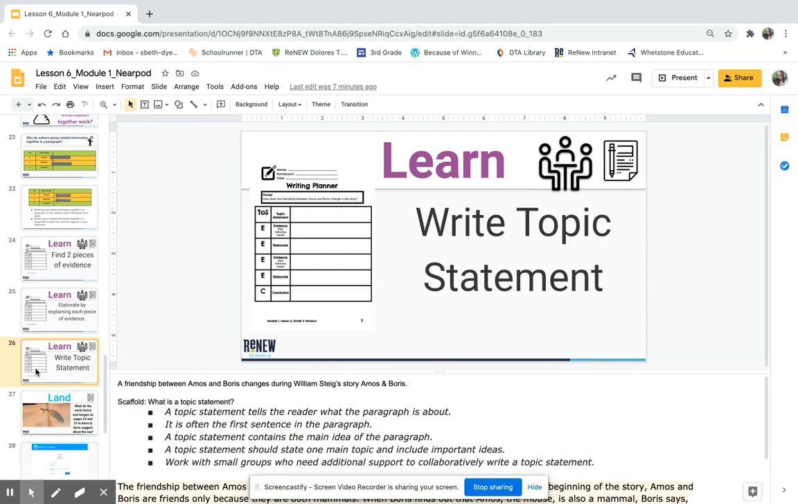And then you need to write a topic statement. Remember, a topic statement tells the reader what the paragraph is about. It's often the first sentence in the paragraph. A topic statement contains the main idea of the paragraph. A topic statement should state one main topic and include important ideas.